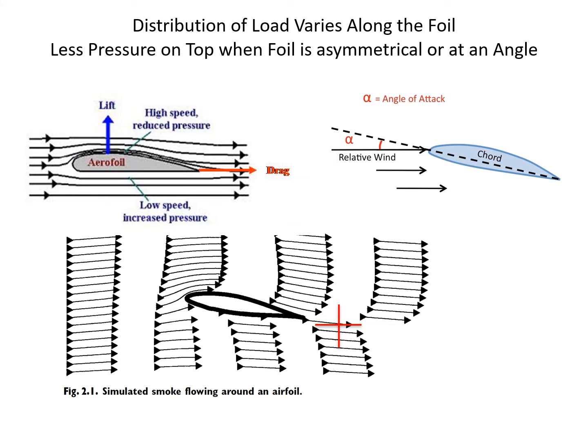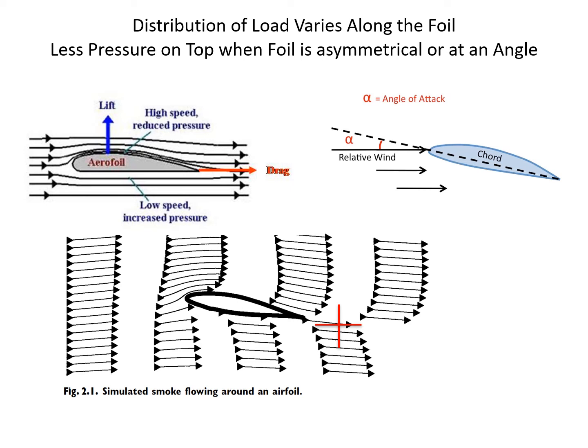This slide shows three mechanisms that generate lift. So if the airfoil or hydrofoil is asymmetrical, so that it's flat on the bottom, then fluid flows more rapidly over the top, and that reduces the pressure on the top of the foil by the Bernoulli effect, and that generates lift.